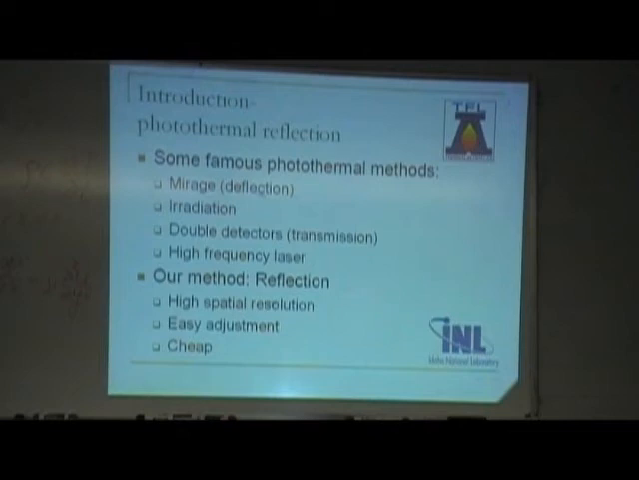Actually, there are many photothermal methods, at least some famous ones here. And what we want to use is the reflection of the laser, the thermal reflection method. Compared to the other famous methods here, our method has the good thing of giving us a high spatial resolution, it's easy to adjust, and from the cost factor it is very cheap.